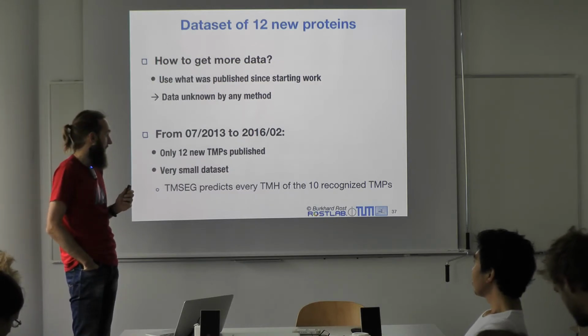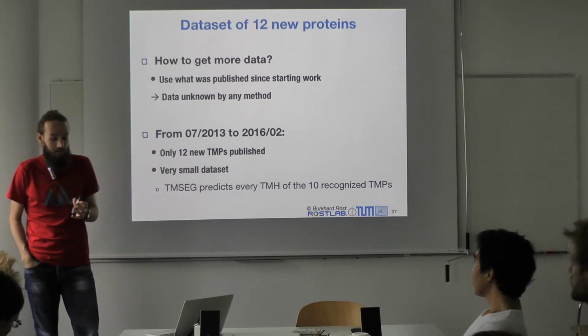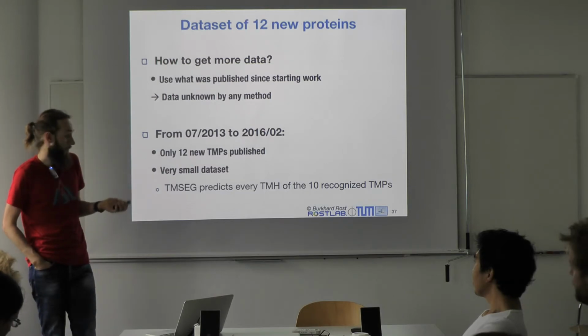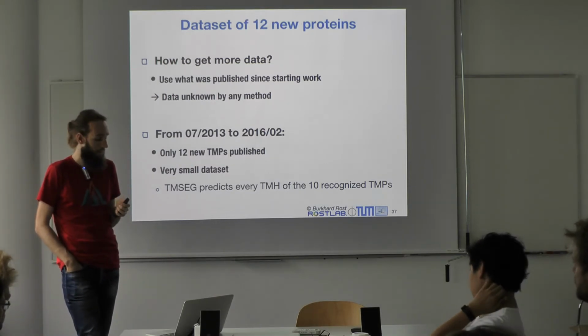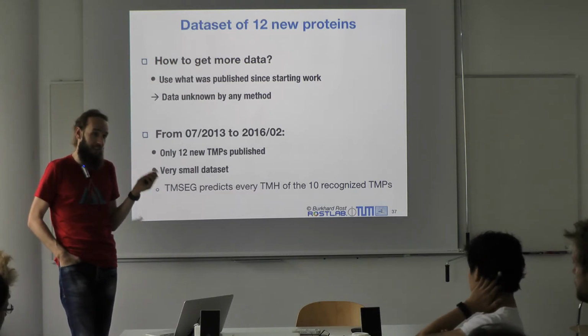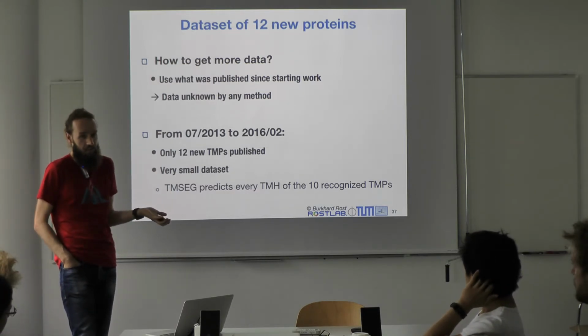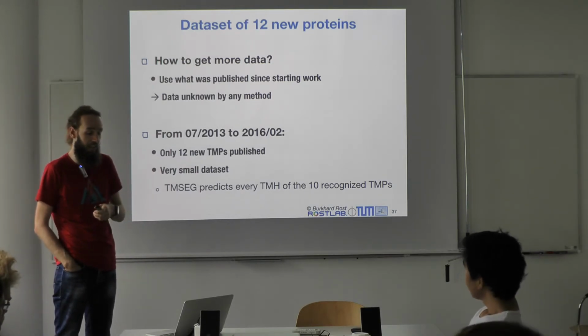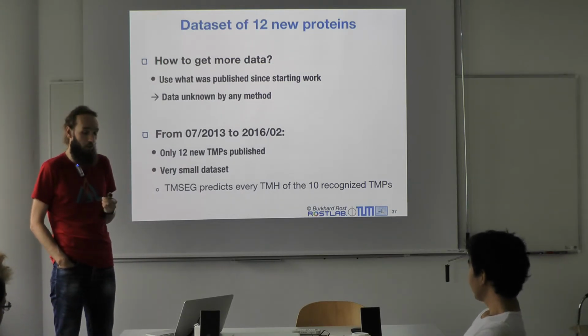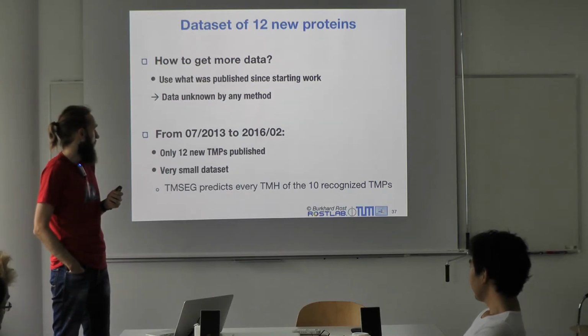Looking at these, we can see that TMSEG unfortunately does not recognize all of them as transmembrane proteins, so only 10 are predicted as transmembrane proteins. However, at least among those 10, it actually gets all of the helices correct. So all of the proteins are correctly predicted, which was very nice to see. And also the topology is almost always correct, which is nice.